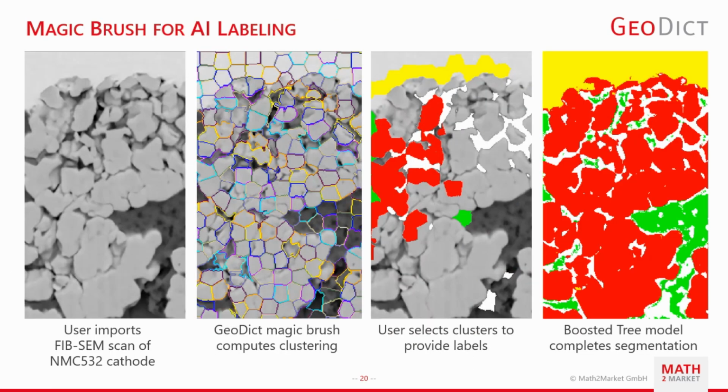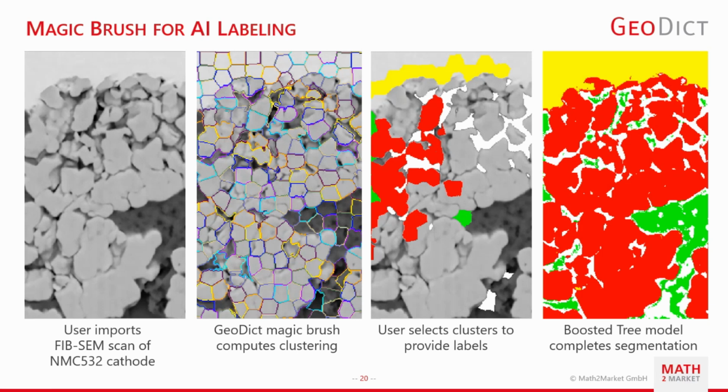In the AI framework in GeoDict, you're able to use simple paintbrush tools to label material A, material B, material C. Furthermore, you're able to use tools like the GeoDict Magic Brush, which automatically partitions the image and allows you to find those contours and then rapidly paint large clusters of pixels for training. And then in this case, you can see the result of the boosted tree, the gradient boost model, that completes the segmentation.